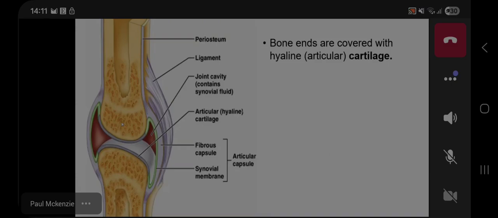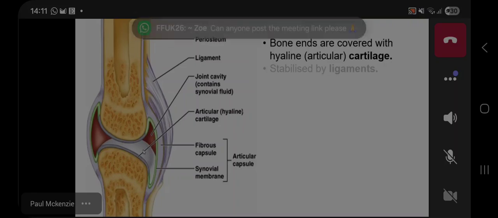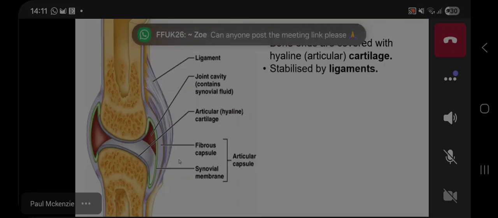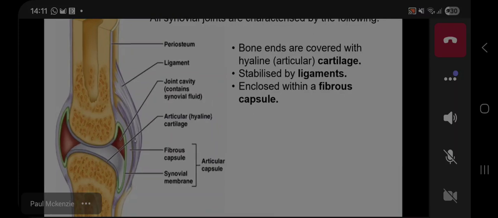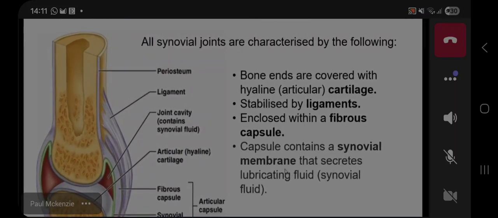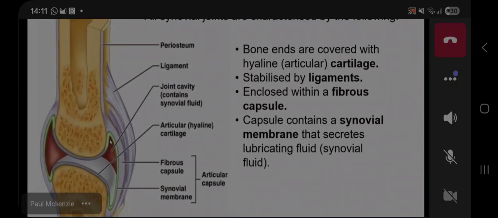The bone ends are covered with this hyaline cartilage, stabilized by ligaments. Okay, so this is common of all joints, irrespective of their shape, type. Enclosed with a fibrous capsule, so you've got your fibrous joint capsule here, and contains a synovial membrane, so that's the green area, and that secretes the lubricating fluid.